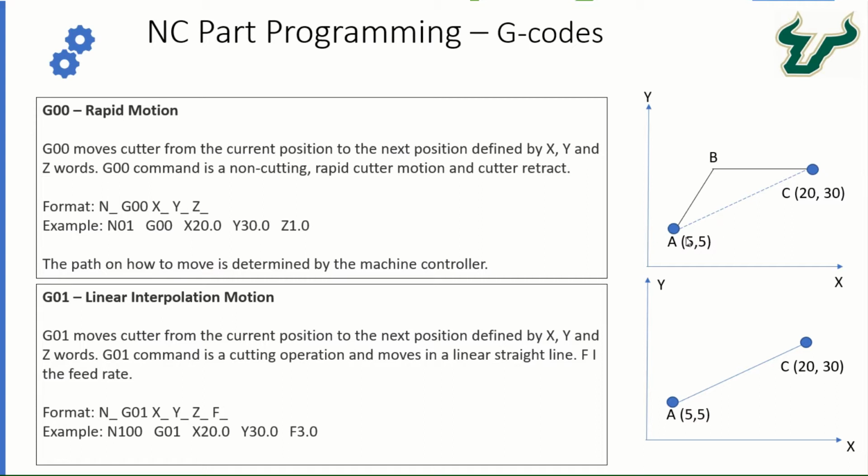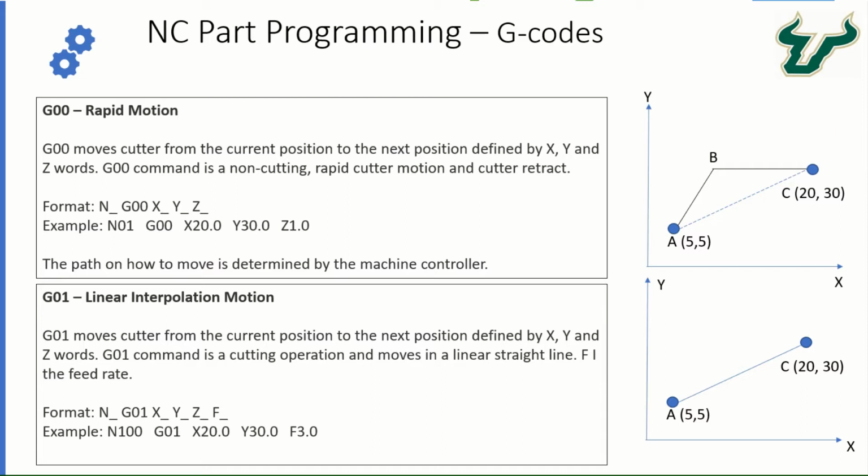So it really depends on what path to take to go from point A to point C, which is typically determined by the machine controller. So it could go directly from A to C, or it could go first from A to B and then from B to C. So it really depends on how the algorithm is set up in the machine controller. It usually does it by the incremental approach. All right, so that's the G00.